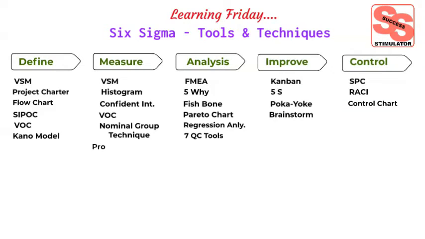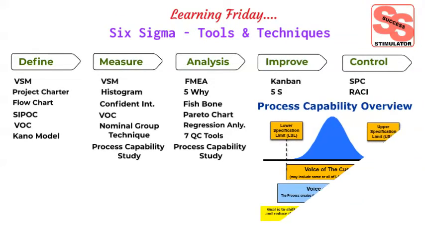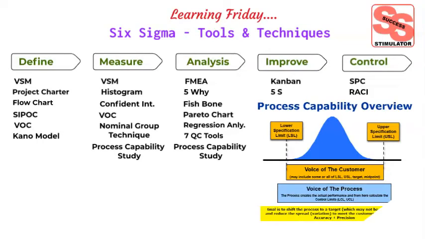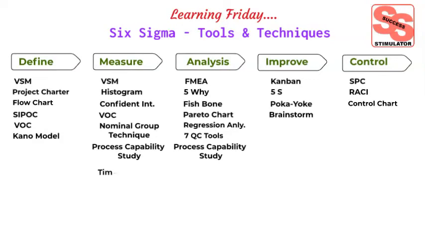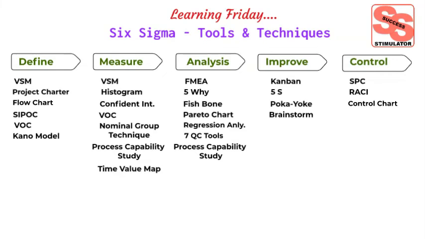Next one is process capability analysis, Cp and Cpk. A process capability study uses data from a sample to predict the ability of a manufacturing process to produce parts conforming to specifications. This prediction enables us to qualify a new manufacturing process as being fit for use in production. Next one is time value map. A time value map is a tool to visualize the allocation of value added and non-value added time within a process. Next one is F-test.